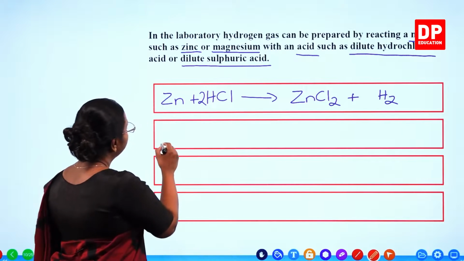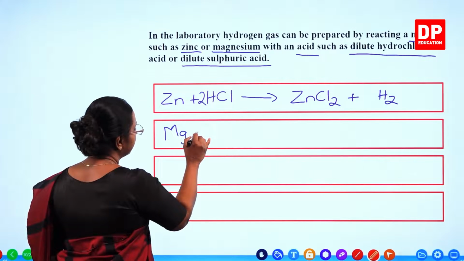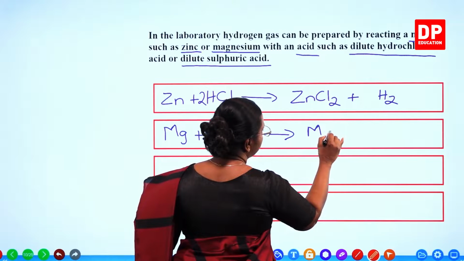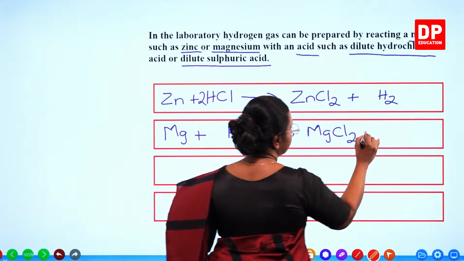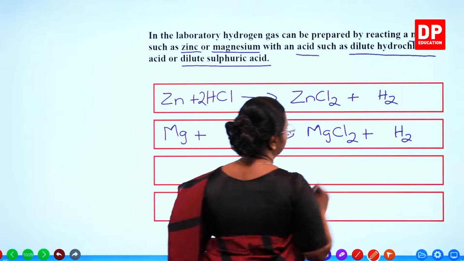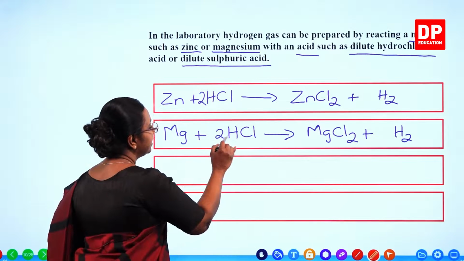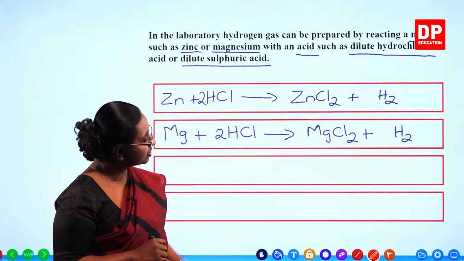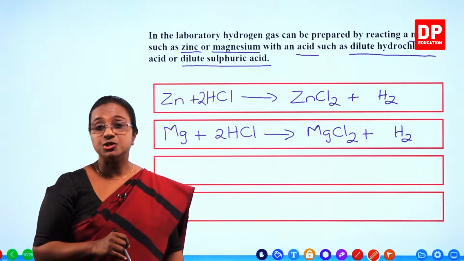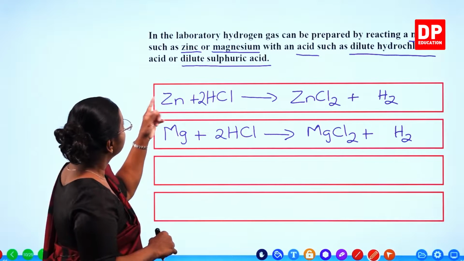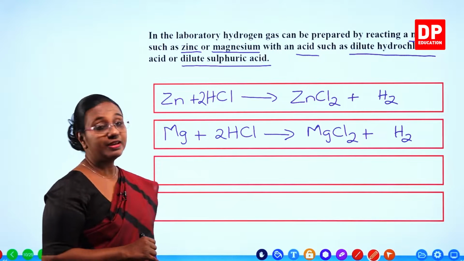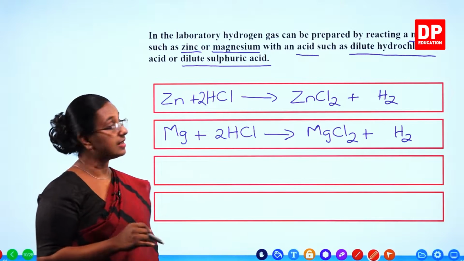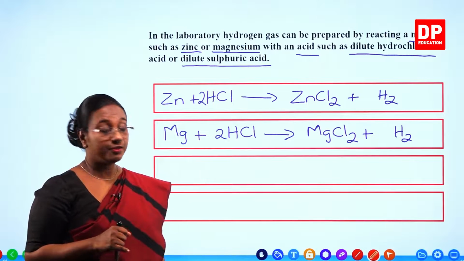The same way, if we write the reaction with magnesium, Mg plus HCl gives rise to MgCl2, that is magnesium chloride, and H2 gas. Here also, to balance the equation, we need to put a 2 there. Mg plus 2HCl gives rise to MgCl2 plus H2 gas. The same way, metals can react with sulfuric acid. So these two, HCl is hydrochloric acid, similar to that with sulfuric acid.